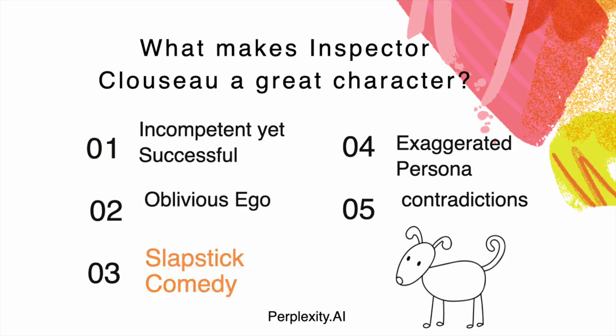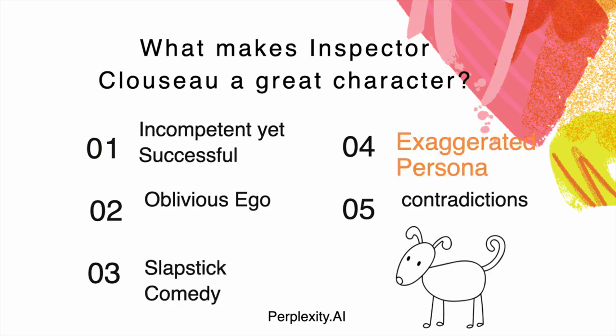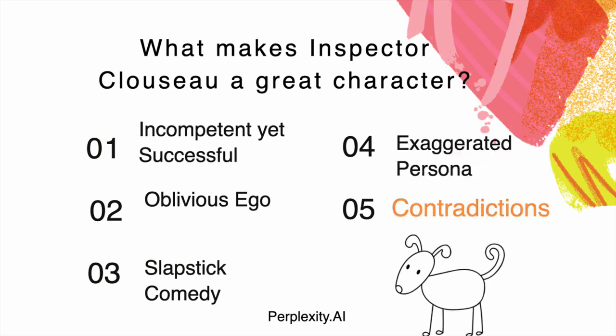Under slapstick comedy, it says, much of the humor comes from Clouseau's incredible clumsiness and the slapstick comedy that follows. Under exaggerated persona, we have Clouseau's exaggerated French accent, ridiculous disguises, and eccentric mannerisms. Under contradictions, he is both stunningly incompetent yet also supernaturally lucky, allowing him to bumble his way through cases.